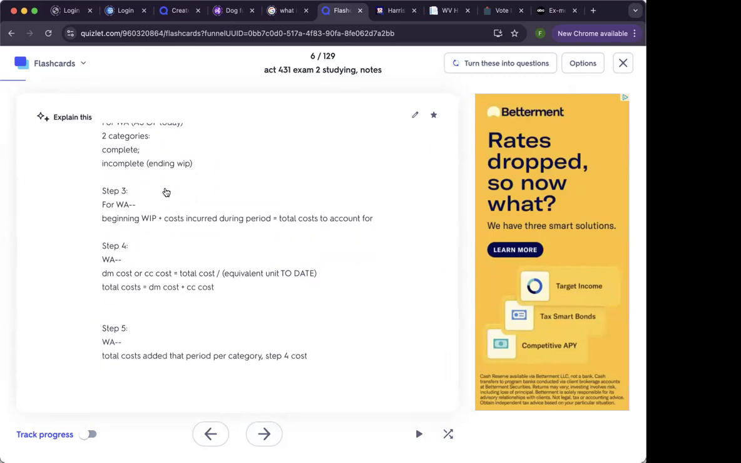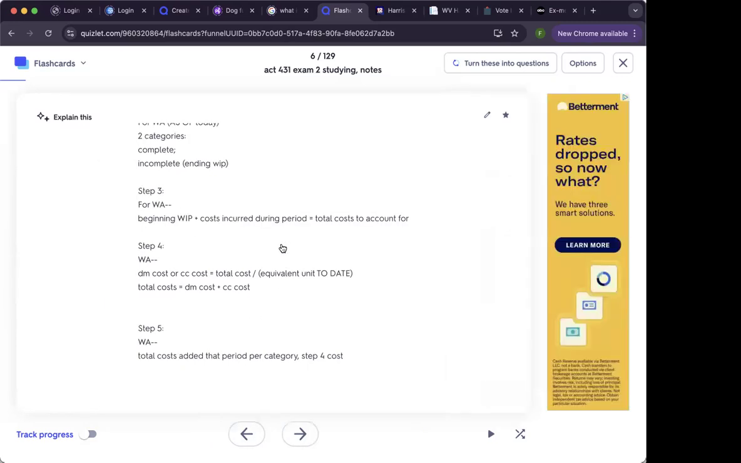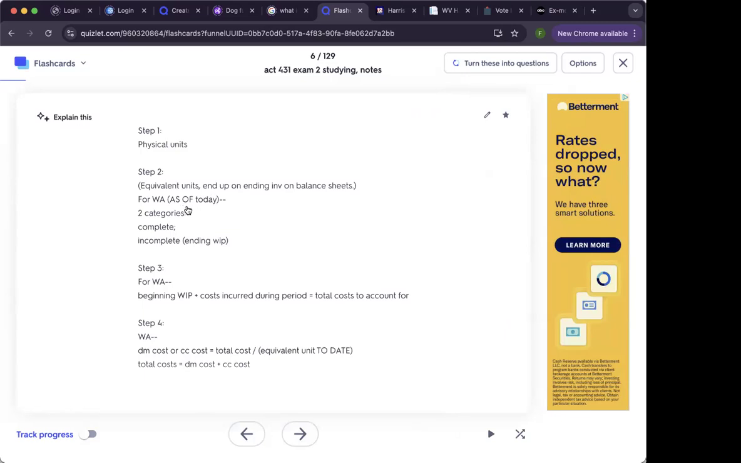For step 3, we find beginning WIP plus costs incurred during period equals total cost to account for. Step 4, DM cost or CC cost equals total cost divided by equivalent units to date. Total cost equals direct material cost plus conversion cost. Step 5, finally, total costs added that period per category. Remember, for weighted average, it's equivalent units as of today.